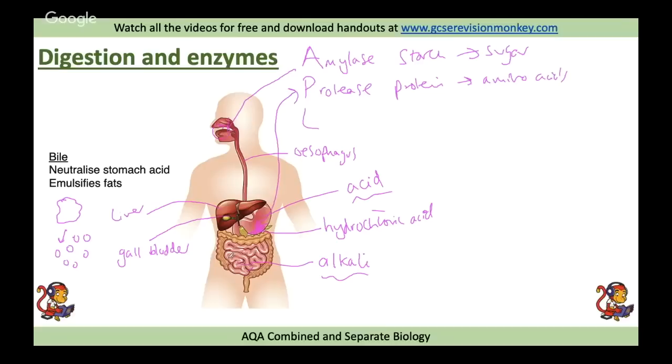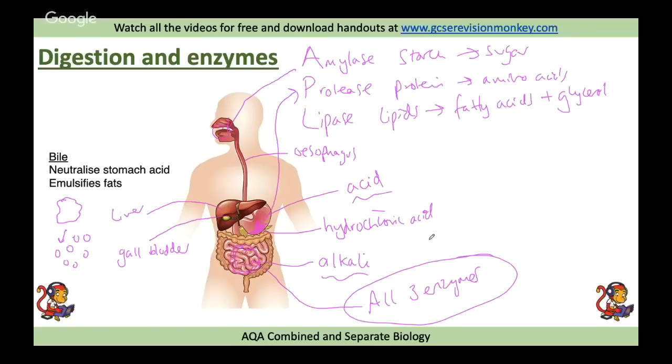And finally, lipase starts working in the small intestine. And in fact, all of them work here. So all three enzymes work in the small intestine. That's where most of the nutrients are digested and stored. And lipase turns lipids or fats into fatty acids and glycerol. Okay, so all three enzymes work in the small intestine.